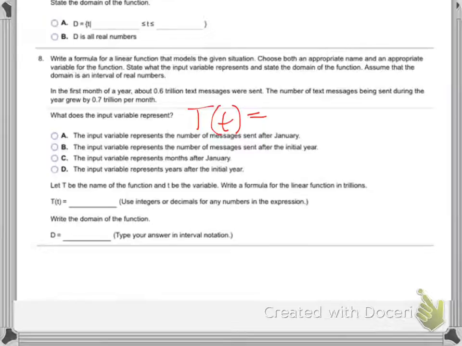I'm sorry, not a rate, but a total number of texts: 0.6 trillion texts were sent in the first month of the year, and then after that it went up by a certain rate, 0.7 trillion per month. The rate of change is 0.7, so that goes with the t, 0.7 trillion per month. It always comes with one of those pers next to it. And then the initial amount, that first month we already had 0.6 trillion, so it's plus 0.6. That's our model. The rate goes next to t, the initial amount goes as the y-intercept, right here.